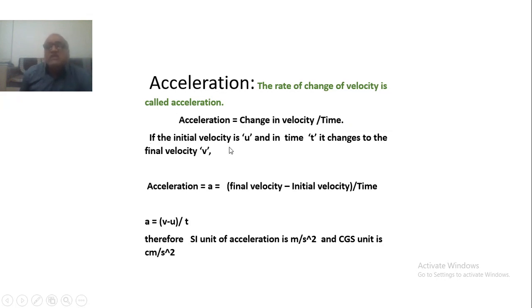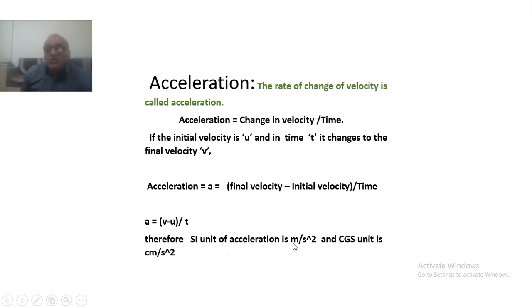Let the initial velocity be u. In time interval t, if we apply force F on it, it changes the velocity to the final velocity v. Therefore, acceleration a is equal to final velocity minus initial velocity divided by time. That is, a is equal to v minus u upon t. When t goes to the other side, division becomes multiplication. So v is equal to u plus at, which is the first kinematic equation.